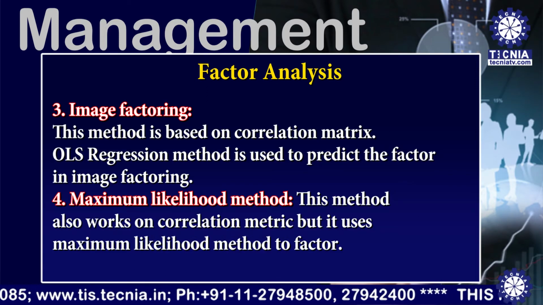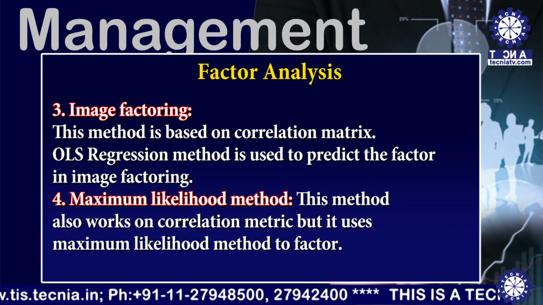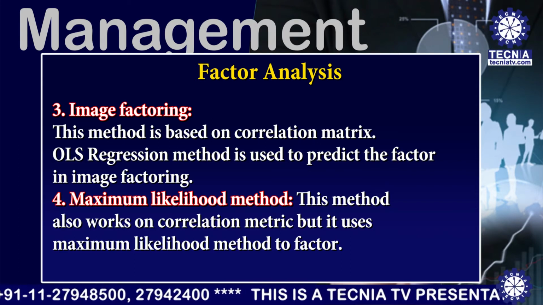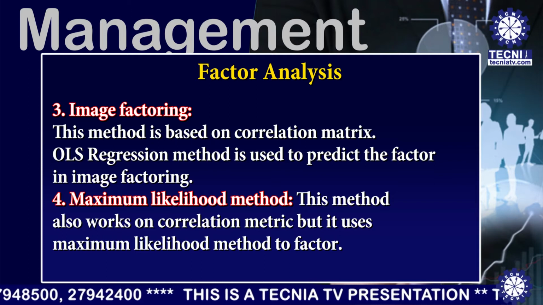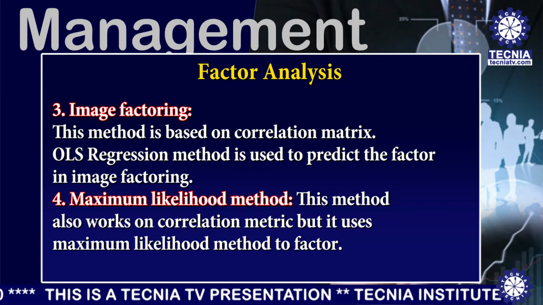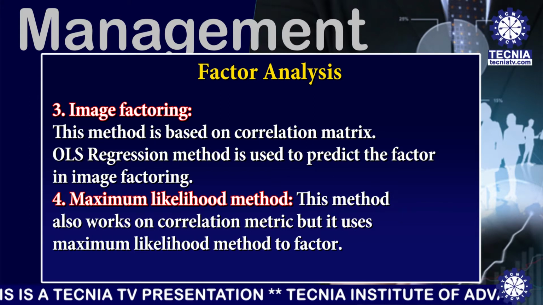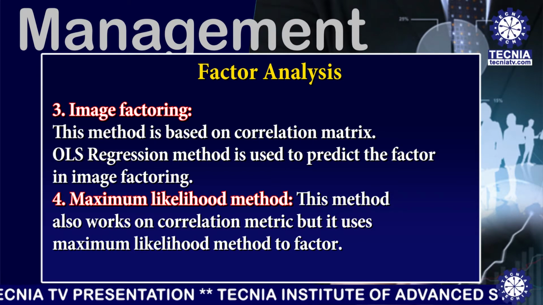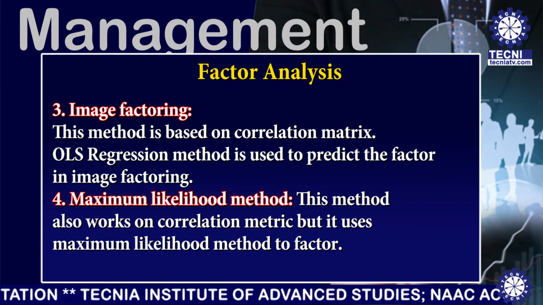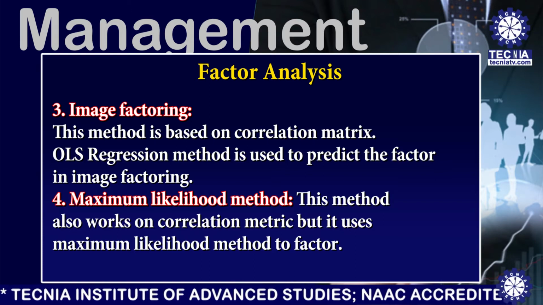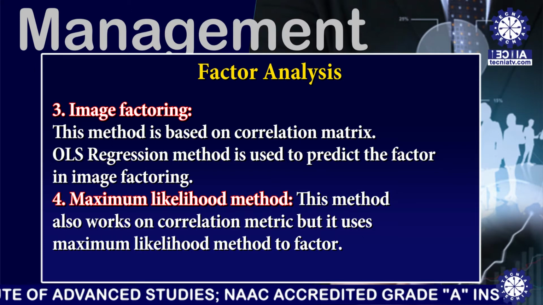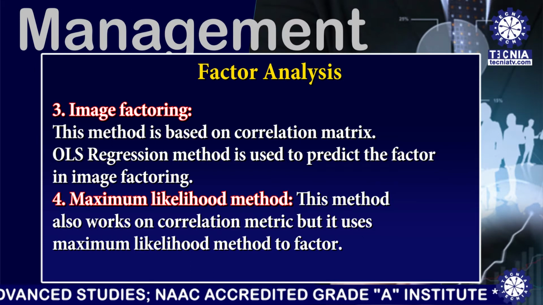The third one is image factoring. This method is based on the correlation matrix. The OLS regression method is used to predict the factor in image factoring. Fourth one, that is the maximum likelihood method. This method also works on the correlation matrix, but it uses the maximum likelihood method to extract factors.